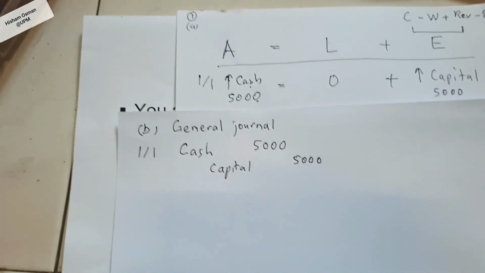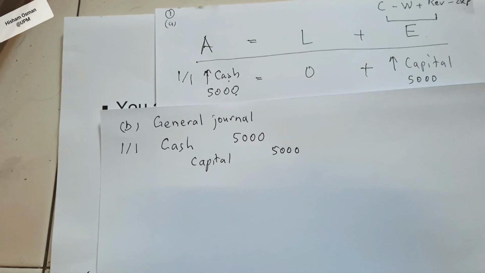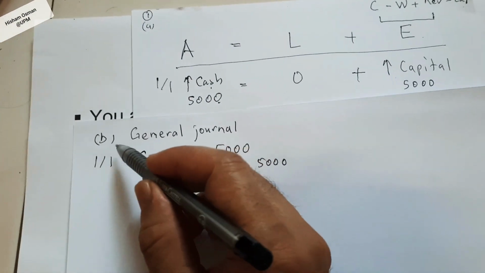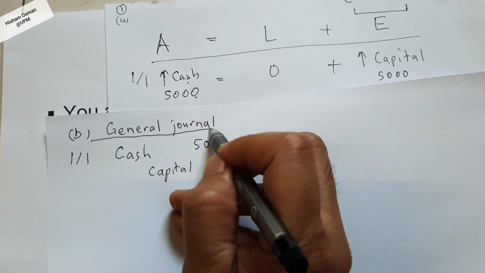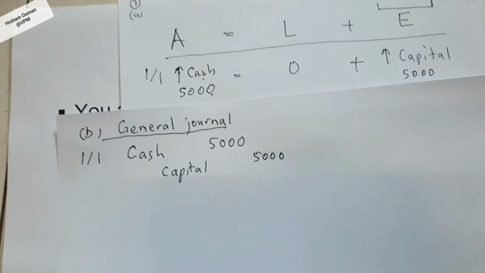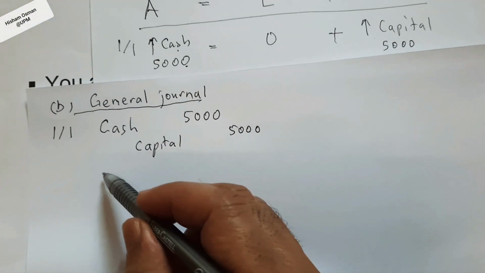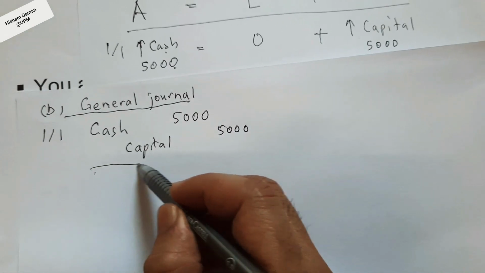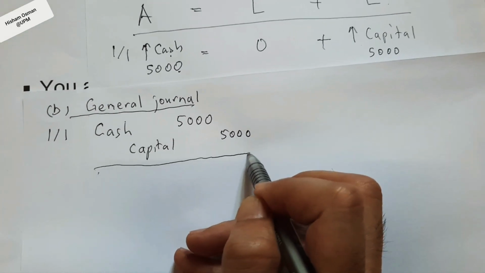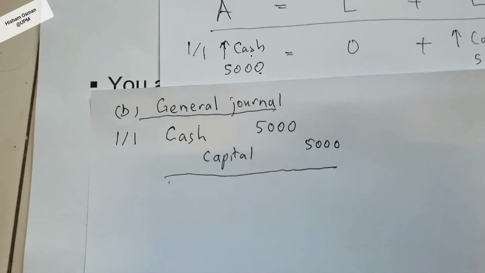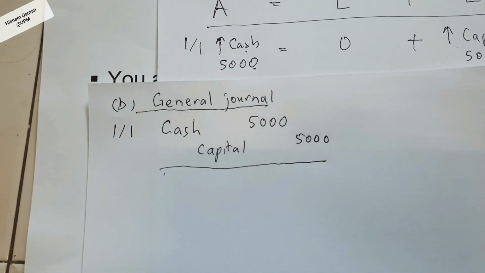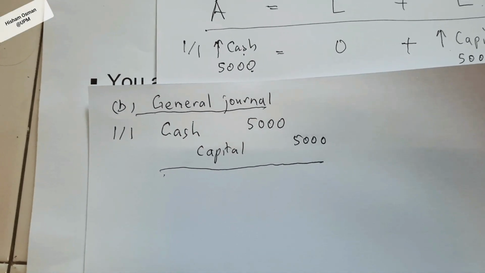Okay, this is the way to do the general journal. Very simple. You have to remember the format, and here you have to know the rule of debit and credit. Okay, let's see what is the second thing that we have seen in the analysis. We have to record everything. Every transaction has to be recorded. After you analyze, you record.